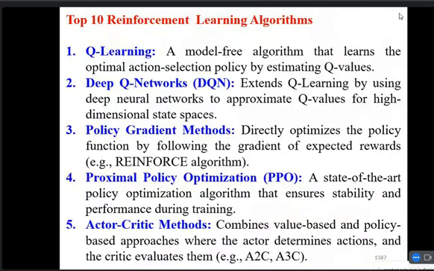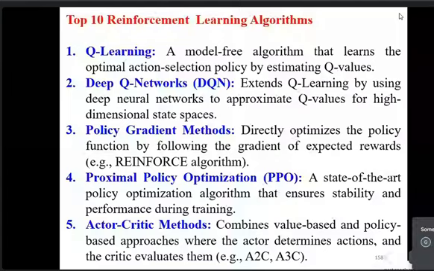These are the top 10 reinforcement learning algorithms, like Q learning. Model is nothing but a simplified version of the reality. It is a model-free algorithm that learns the optimal action selection policy by estimating Q values.